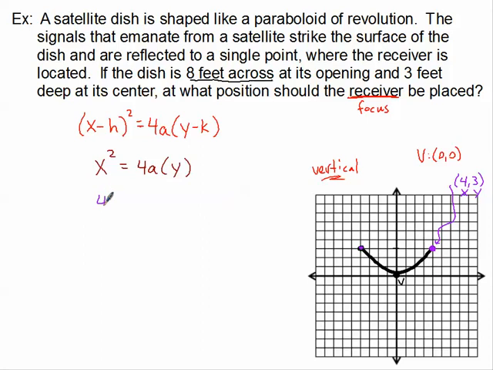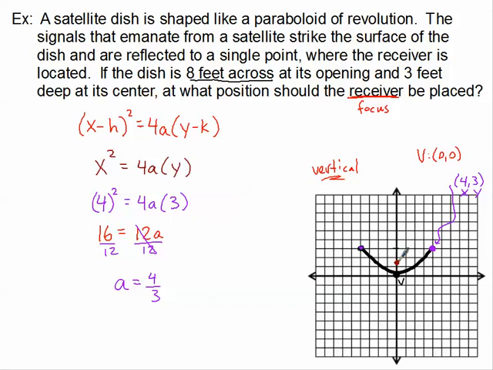Since x is 4, I can say that 4 squared is equal to 4 times a times 3, since the y was a 3. Doing this math, I've got 16 equals 12a, and when I divide both sides by 12, I get a is 16/12, which reduces to 4/3. We knew that a had to be positive since it's going up, and that looks like 1 1/3. So if I go up 1 1/3, this is approximately where our receiver will be.